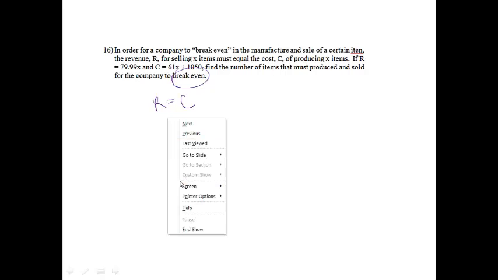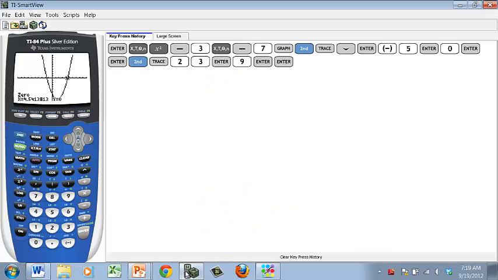So they've just told us in the problem that in order to break even, the revenue has to equal the cost. So I'm basically going to look where those two functions intersect. I am going to use my calculator to do that. The first thing I'm going to do is go to y equals. In that first function, I'm going to put in 79.99x.